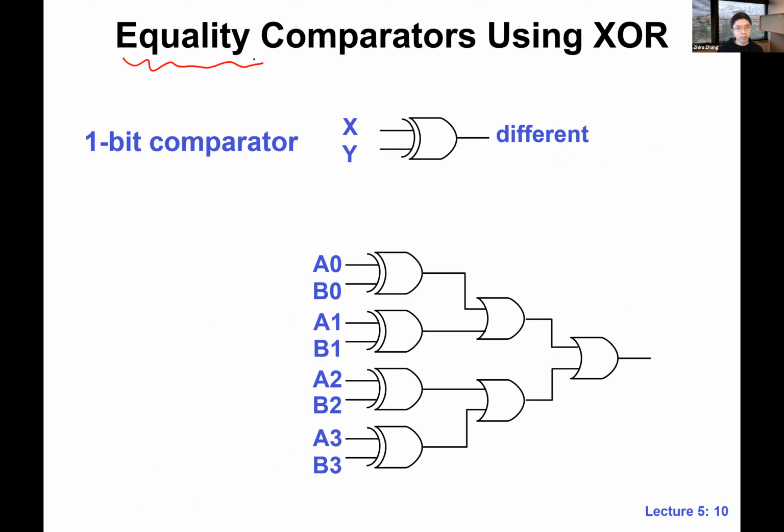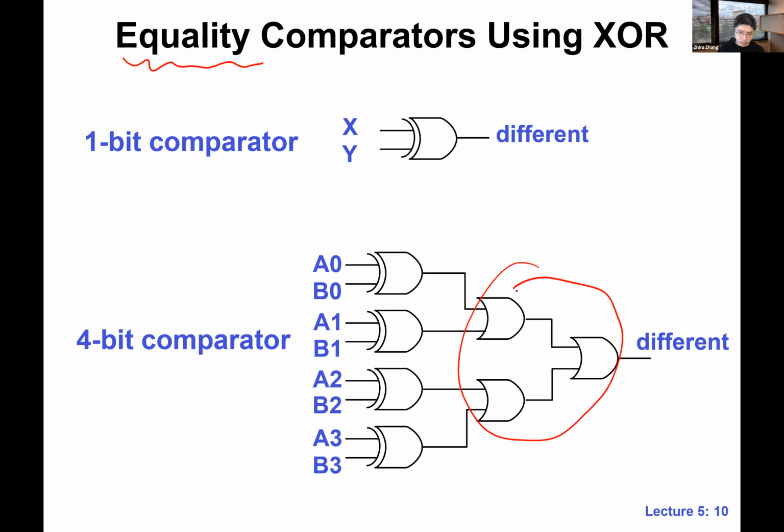We can also do that for multi-bit inputs, so we basically do bitwise comparison. This is where we construct a multi-level logic form. We can do a 4-bit comparator. In this case, we have a 4-input OR, a 2-level 4-input OR. So if any one of these bit positions differs, if any one of these is 1, then in the end the result is different, or 1. This is how we can build a comparator using XOR.